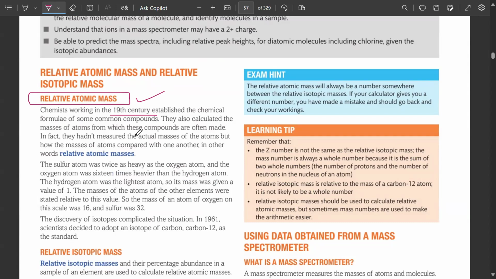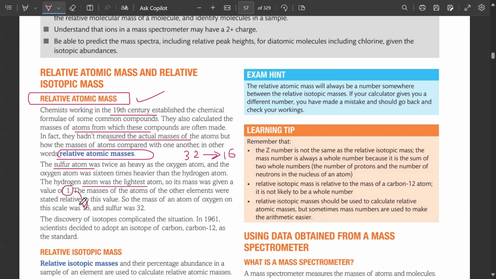Okay, so chemists working in the 19th century established the chemical formula of some common ions, and they also calculated the masses of atoms from which these compounds are often made. In fact, they hadn't measured the actual masses of the atoms, but they called them relative atomic masses. For example, the sulfur atom was discovered to be twice as heavy as the oxygen atom. So they gave it the value of 32, which is double that of oxygen. The hydrogen atom was the lightest atom. It was given the value of 1.